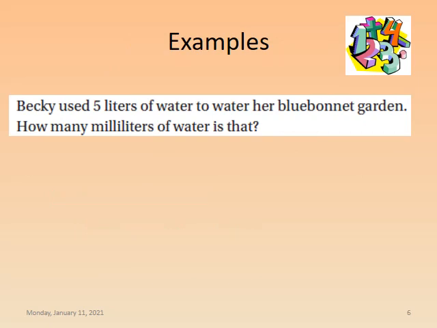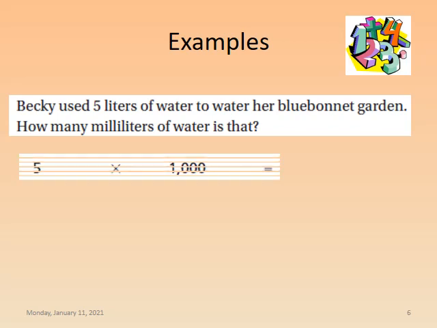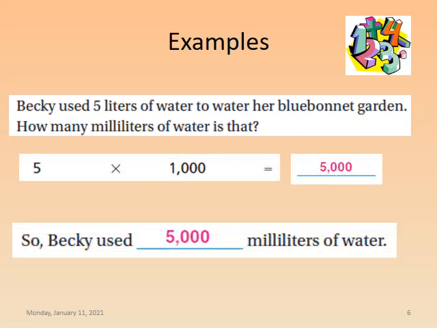Let's read together. Becky used 5 liters of water to water her bluebonnet garden. How many milliliters of water is that? 5 times 1000 equals 5000 milliliters. So Becky used 5000 milliliters of water.